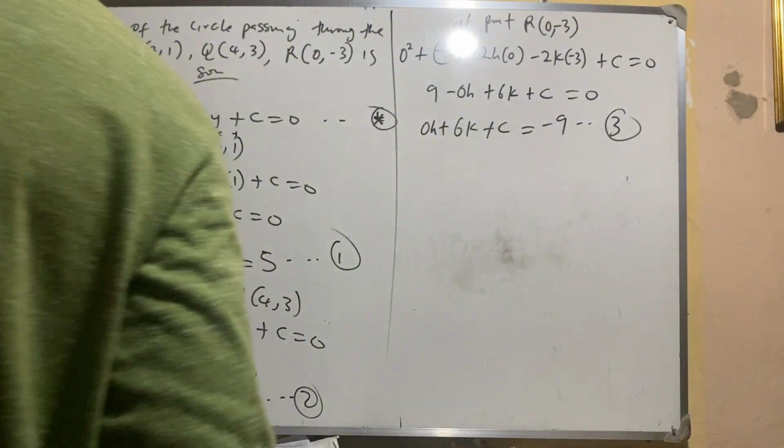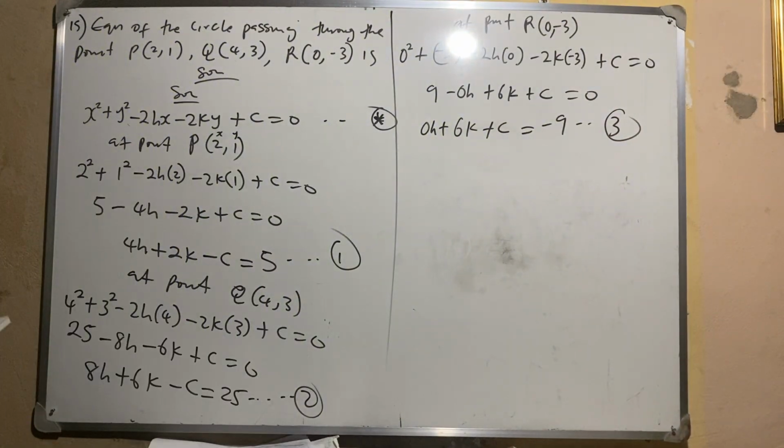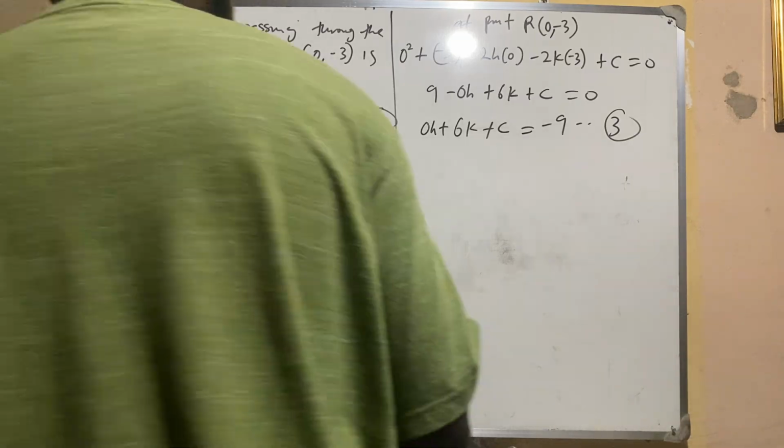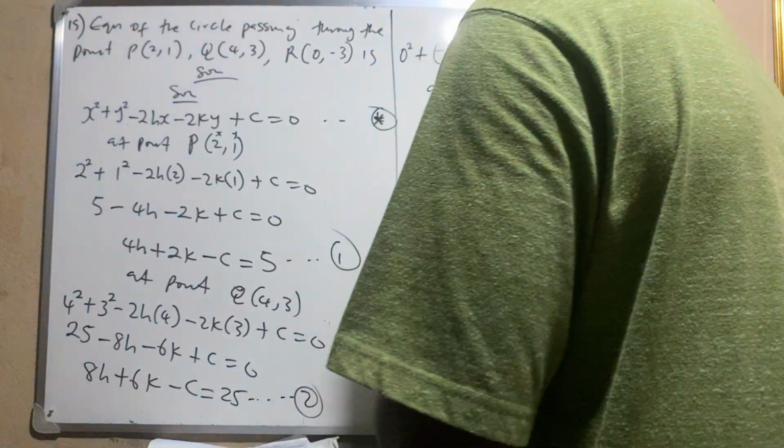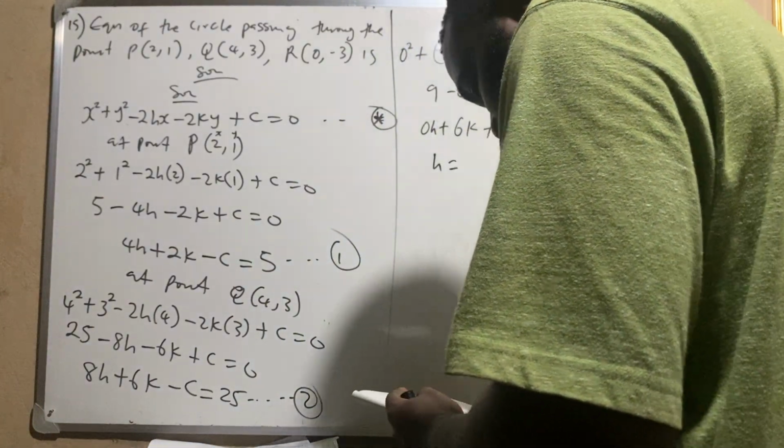So you have to solve equation 1, 2, 3 simultaneously. Okay, so you tell them, solving equation 1, 2, 3 simultaneously, I'm going to have that my h is equal to, that is why you need a good calculator.